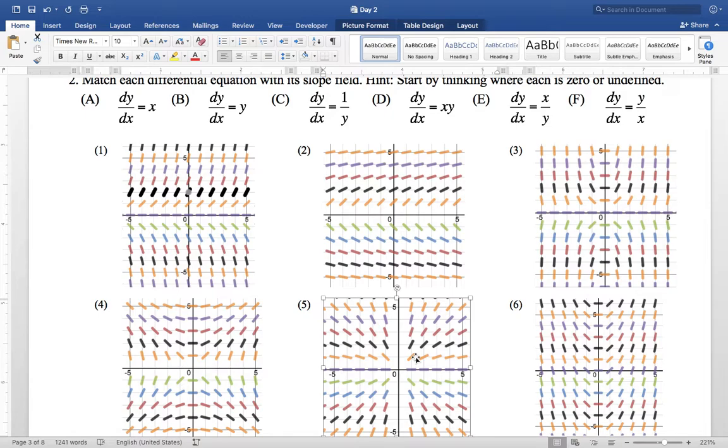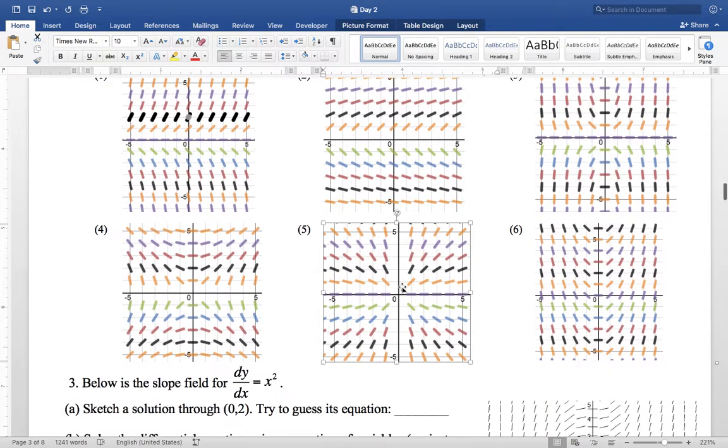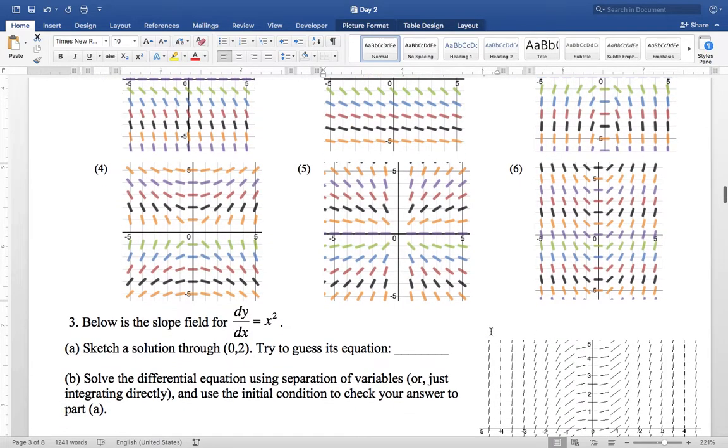Anytime the x-coordinate is 0, in other words, anytime you're along the y-axis, the slopes are not drawn in this picture, which means the slope is undefined. I suppose maybe you could draw a vertical line if you wanted, but the program has chosen not to draw it here.